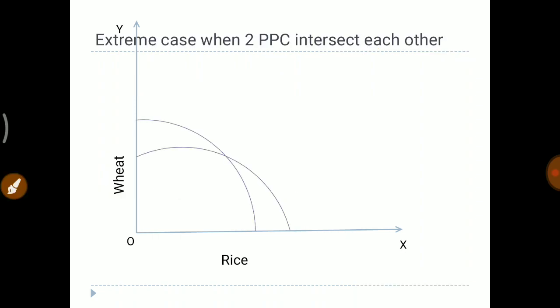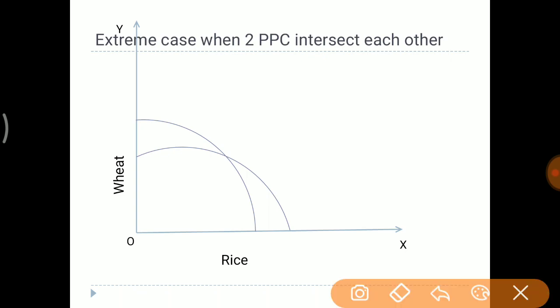Now, talking about extreme cases when two PPCs intersect each other. See, this is one of the extreme cases when two PPCs intersect each other. You can see this is the original one, and the second is the change which has happened. What change has happened? There may be a chance the resource has been increased for rice and the resource has been decreased for wheat. Therefore, there is a downfall in case of wheat, and there is an increase in the production of rice.